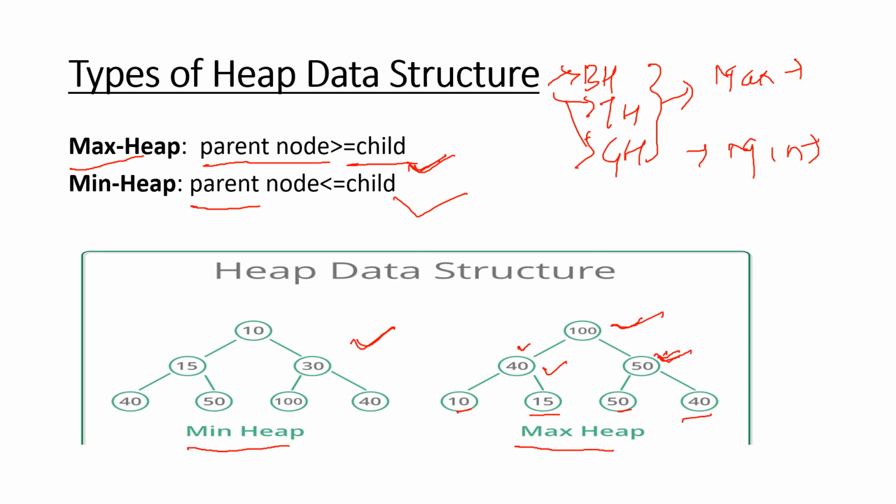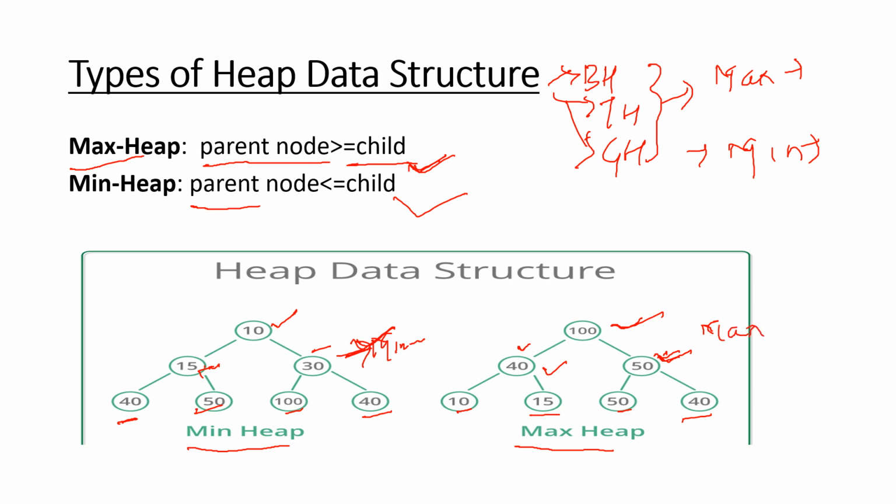And coming to the min heap, it means that the parent is always less than or equal to its children. So 10 is less than or equal to 15 and 30. Check that this also follows: 40 and 50 are greater than 15, and 140 is greater than 30. So this is nothing but a min heap, and this is nothing but a max heap.